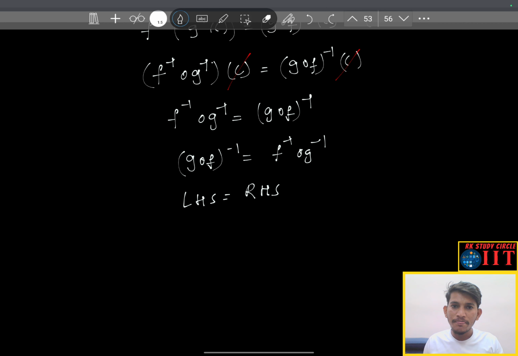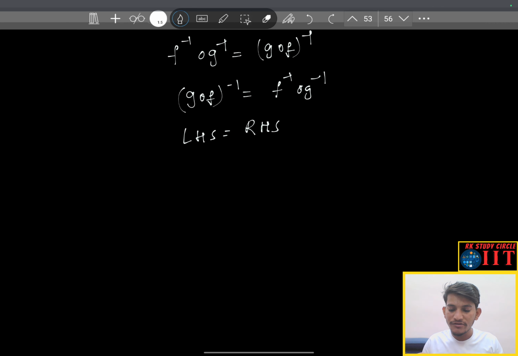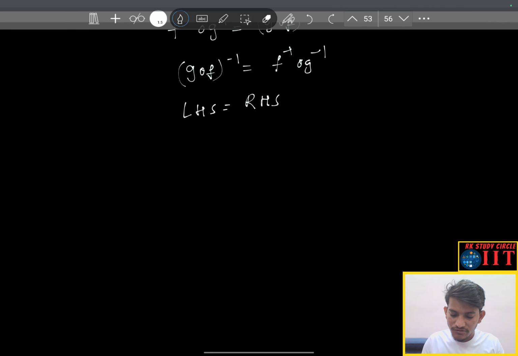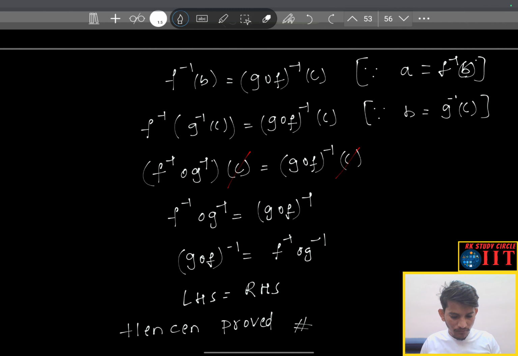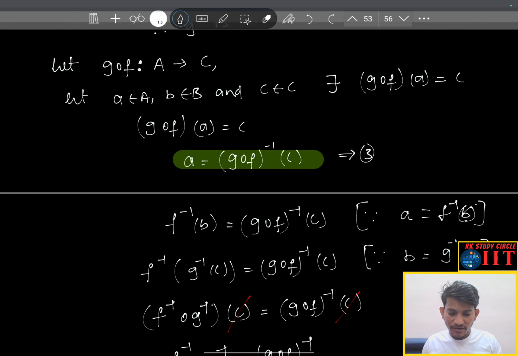Hence, you can say the function (g of f) whole inverse equals f inverse of g inverse. Therefore, hence proved. That's it. It's a very simple question. You can write it in a matter of minutes, 3 to 5 minutes only, not more than that. So just look at the components that I have written here.